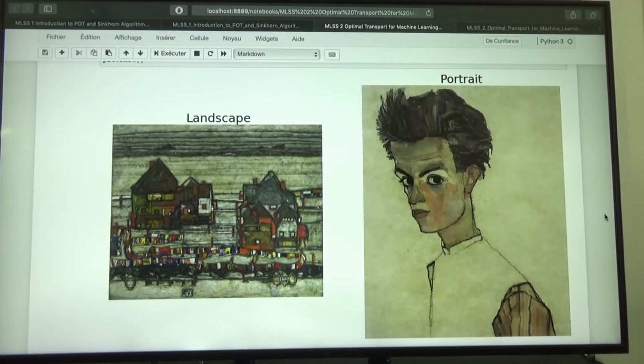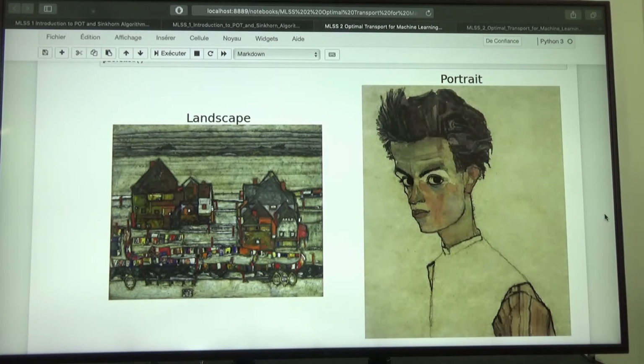So we don't care about transferring the style of the painting. We don't care about, you know, just transferring the shape of the lines. We just care about transferring the colors. So we want to have these landscapes, but with the colors of the portraits, and the portraits with the colors of the landscape.